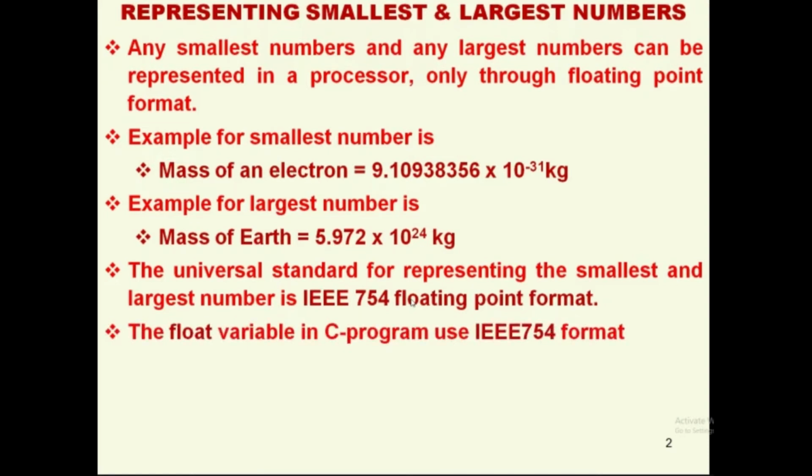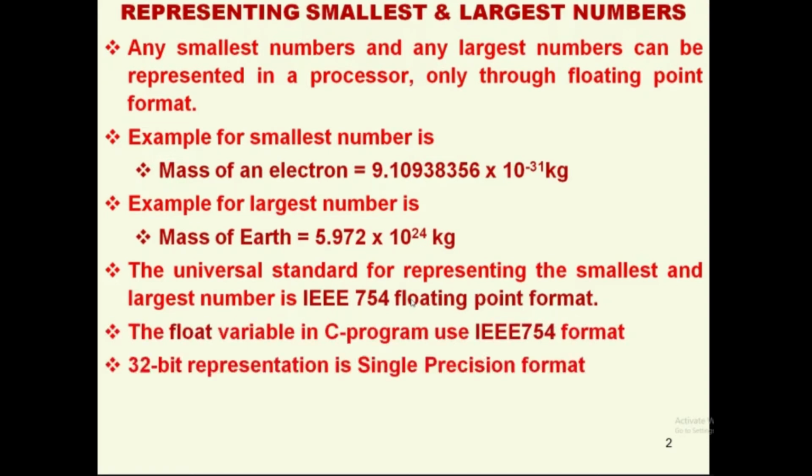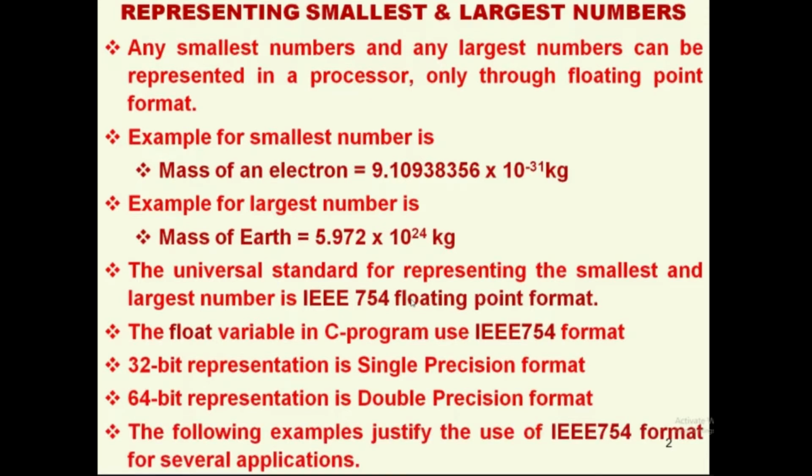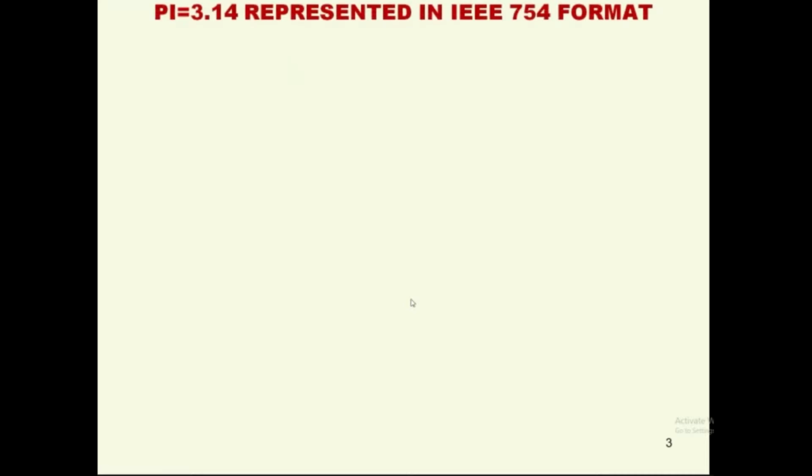The float variable in a C program uses the 32-bit representation of IEEE 754 format, which is single precision format. The 64-bit representation of IEEE 754 format is double precision format. So the following examples justify the use. Here, the common floating point number is pi, which is 3.14. How is this pi value, 3.14, represented in IEEE 754 format? We can see it with an example.